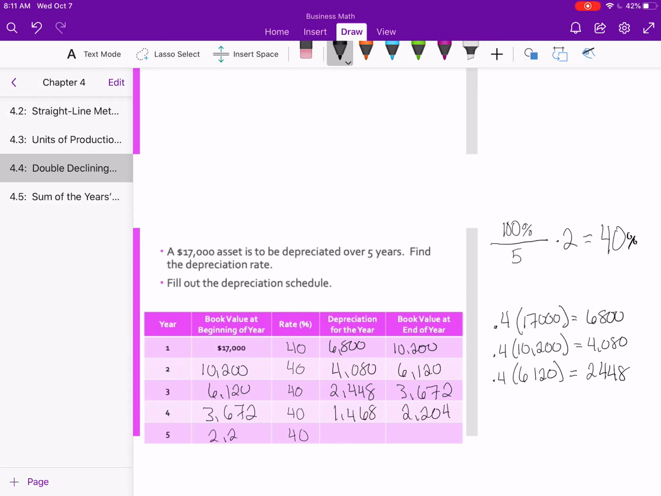So it carries over. Depreciation is 881. Our final book value at the end of the depreciation period is 1,323. Again, notice with the double declining depreciation method that as the years go on, the amount that's depreciated goes down.